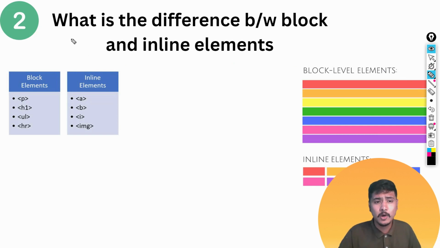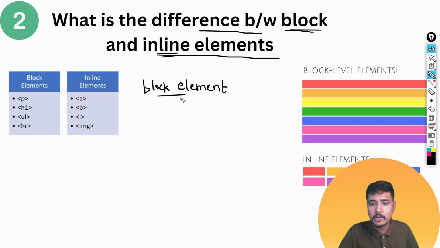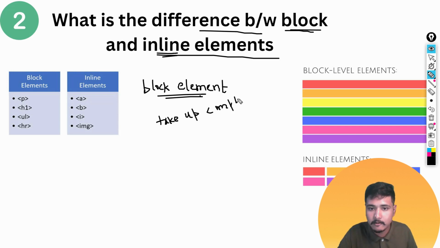The next question is, what is the difference between block and inline elements? Elements can be divided into various hierarchies or categories. One of the categories here is block type and inline type elements. Let us first differentiate between a block type and an inline type. Block type elements are elements which take up, remember this, the complete width of the parent tag.